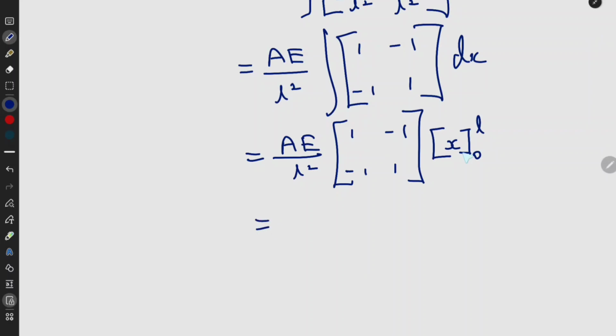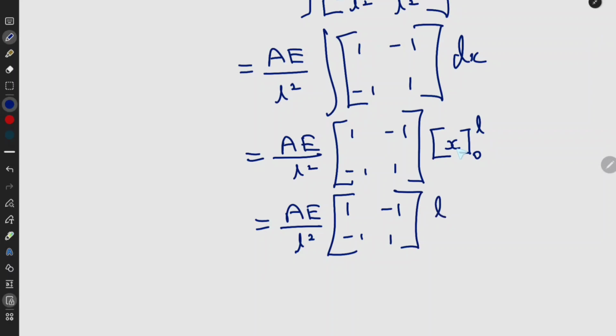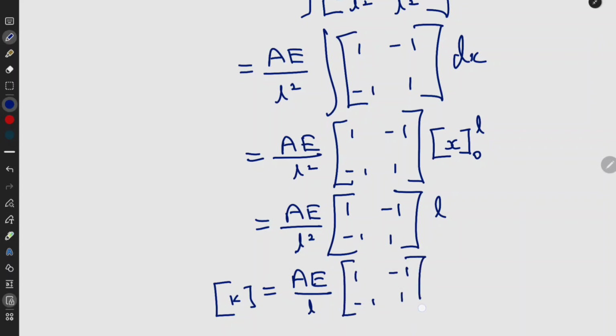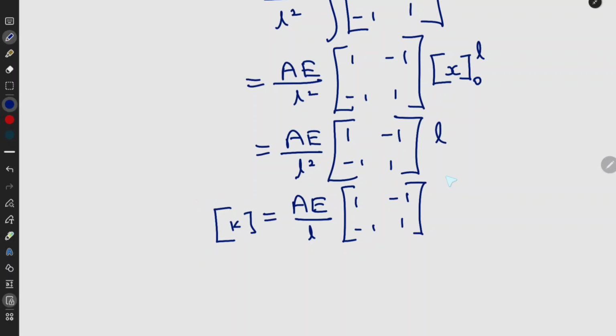Now if I substitute the upper limit, I will get L here. So it is AE divided by L square, [1 minus 1, minus 1 1], and L. If I substitute the lower limit, then it is 0. Now I can cancel the L and L. So the K matrix is AE divided by L, [1 minus 1, minus 1 1]. So this is the stiffness matrix of the 1D bar element.